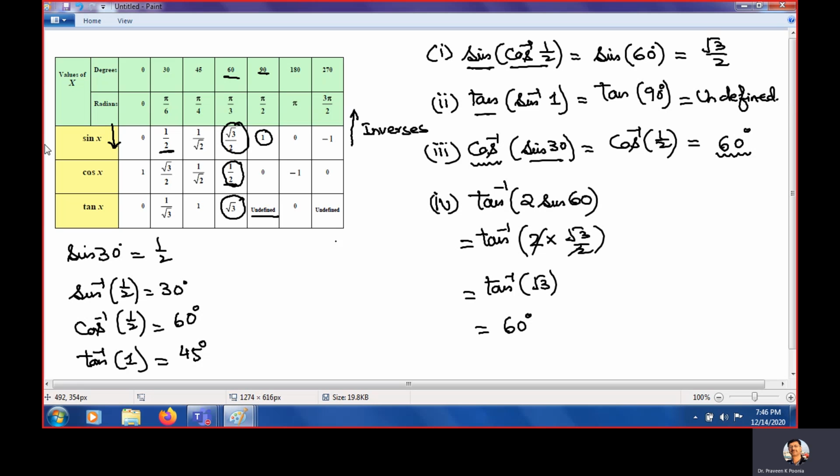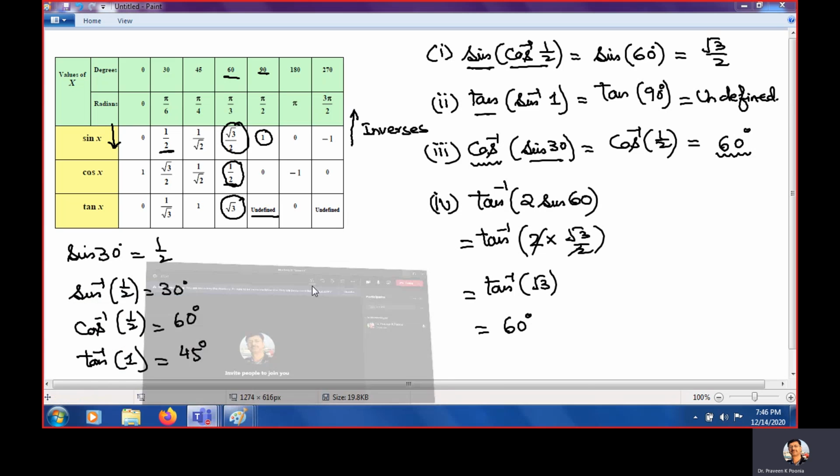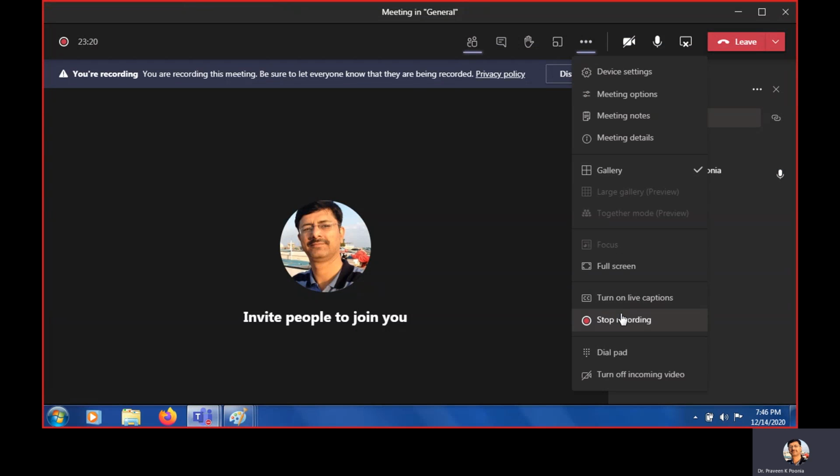So this type of question we ask particularly in inverse. So if you want to be good in trigonometry, please learn this table. This table is very, very important. If you practice this table, inshallah, you will get good marks.